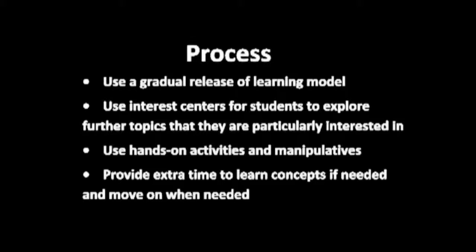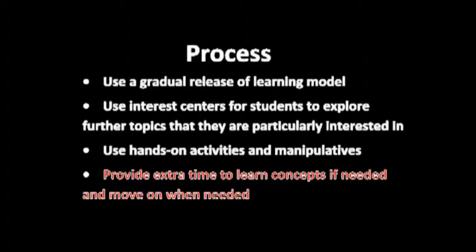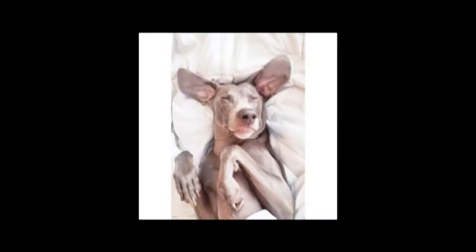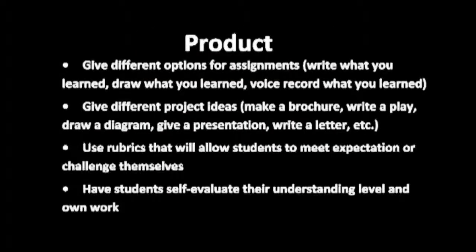Here are some examples of differentiating process. Use a gradual release of learning model. Use interest centers for students to explore further topics that they are particularly interested in. Use hands-on activities and manipulatives. Harlow loves hands-on activities. Provide extra time to learn concepts if needed and move on when needed. Harlow gets bored when she has mastered a concept, but gets frustrated when she does not have enough time to learn another.